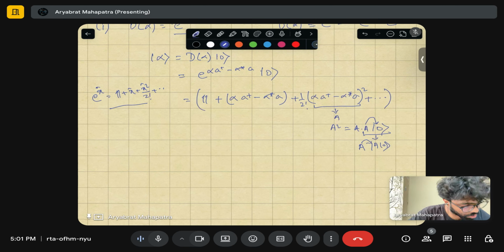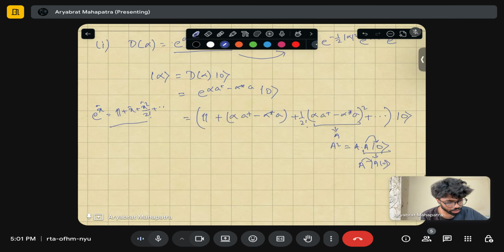Here you have the square, then the next term would be the cube, then the fourth order term in power, then the fifth order term, and likewise it has many terms. And you see that if you calculate this way, it is quite difficult.